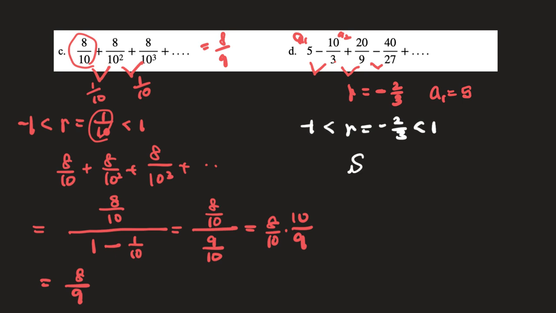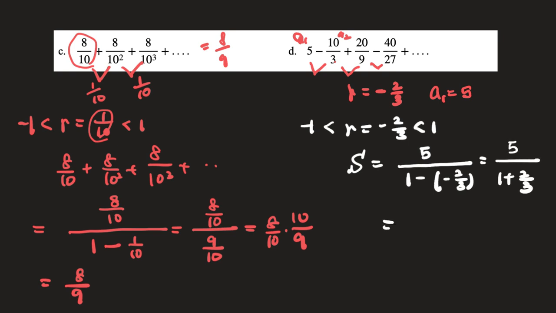What is this sum? It's going to be A1 over 1 minus R: 5 over 1 minus negative 2 over 3. This is 5 over 1 plus 2 over 3, which is 5 over 5 over 3. This is 5 times 3 over 5. That's going to be 3. So you find the sum of the geometric series here.